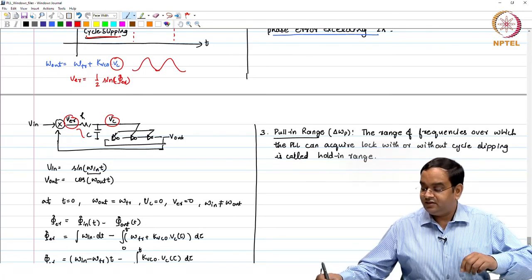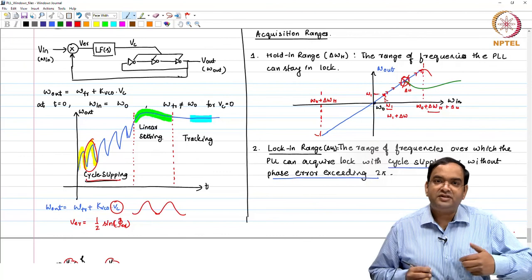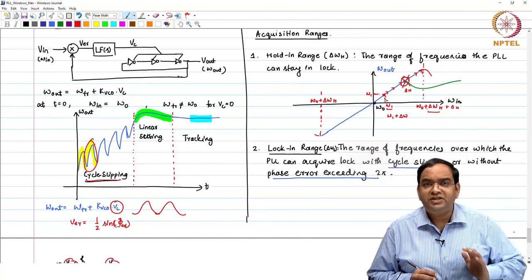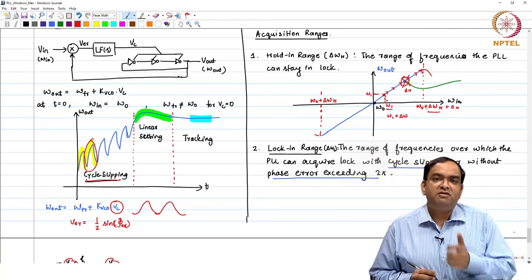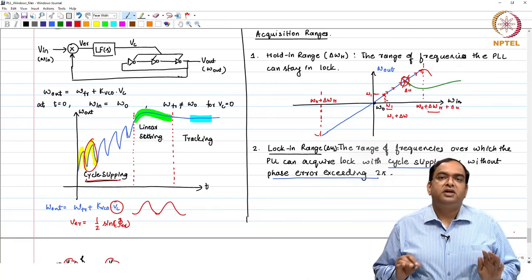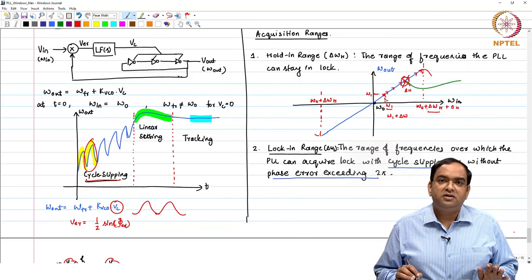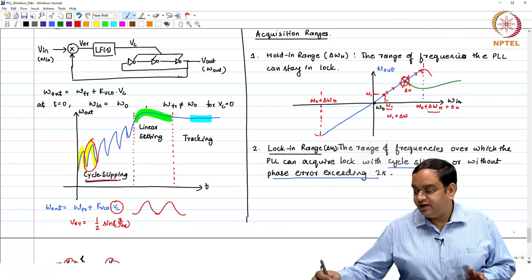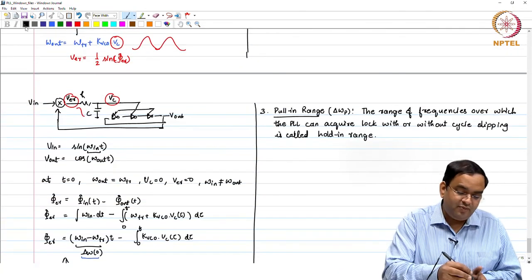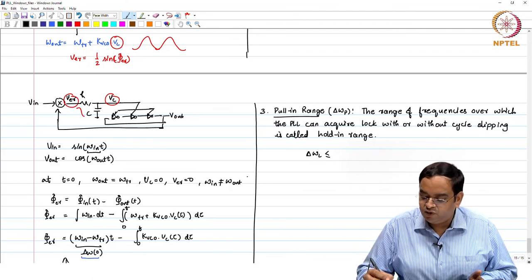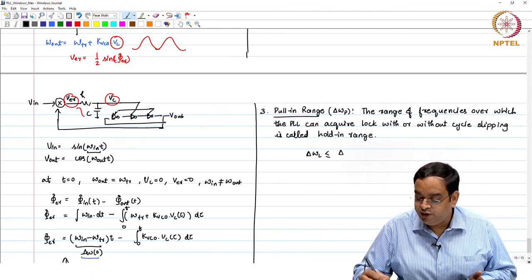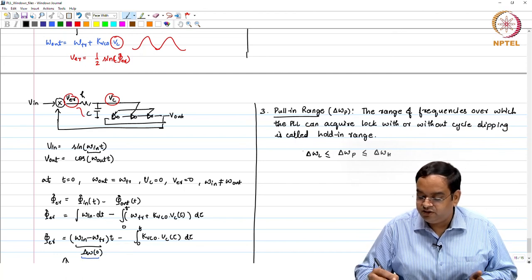Hold-in range is one step further. It says I don't care about how you reach there, but if you are there, you can hold the lock. That means even for small disturbances, it is not going to make the PLL lose lock. So that is the hold-in range. If you compare these ranges, you will find lock-in range is less than or equal to pull-in range, which is less than or equal to hold-in range.